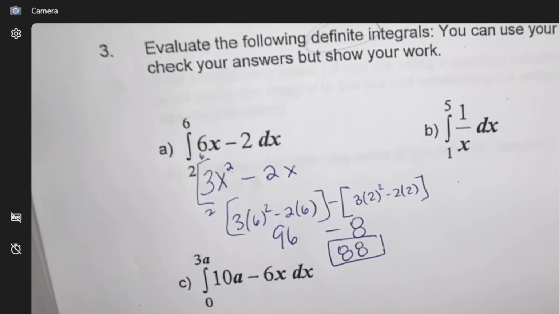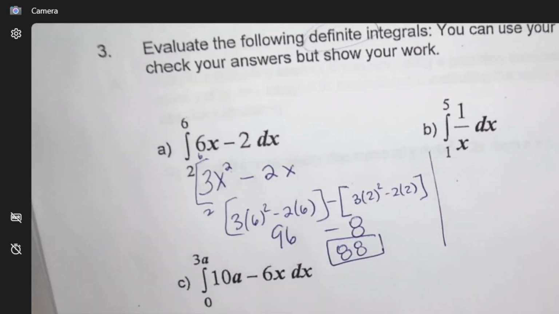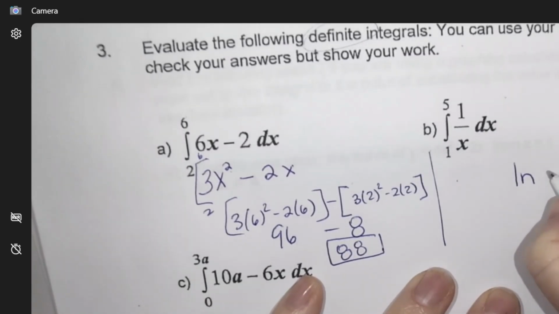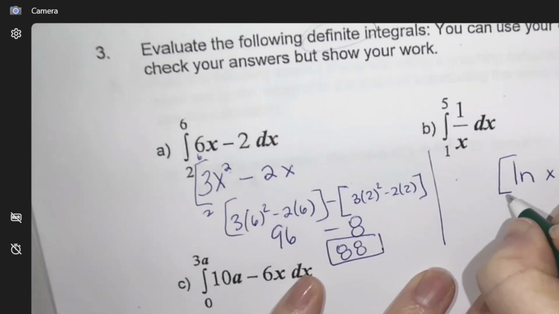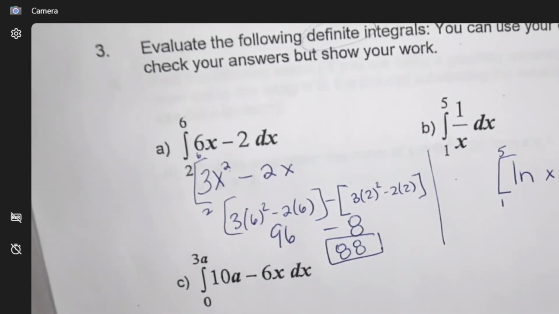Okay, how did our answer go? 88? Okay. Matching? Okay, next one. 1 over x. If you don't recognize it, you're kind of going to get stuck. It is a ln. The antiderivative is the ln. I will give you your rule sheet. Remember that little formula sheet? I'm going to give you that.